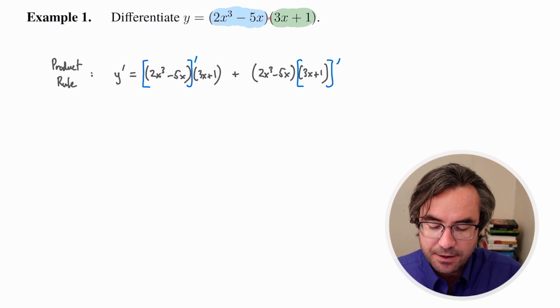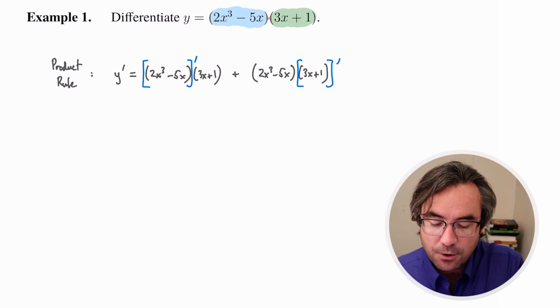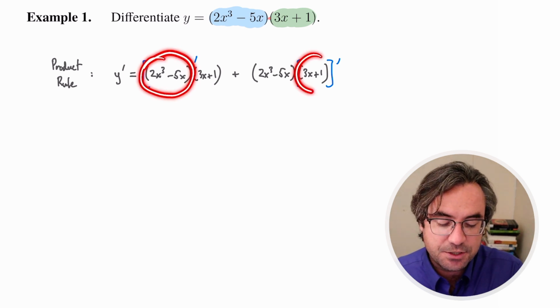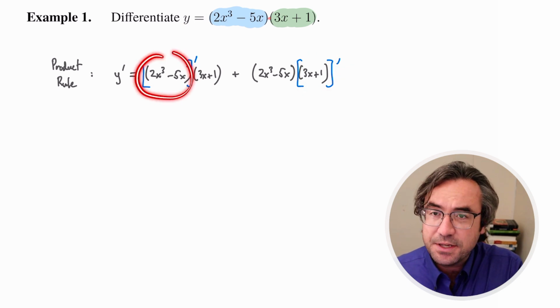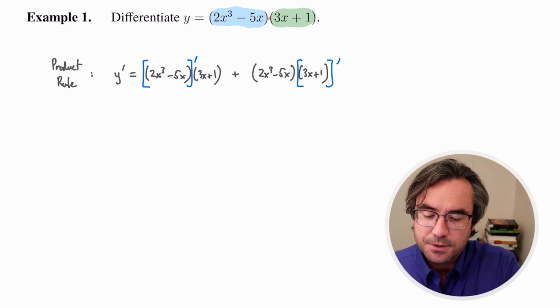And so what we've done, this is the product rule. We've differentiated that multiplication that was in the middle. Now we still have to differentiate this and we still have to differentiate this, but now these are things that we can just do. No special rule required.